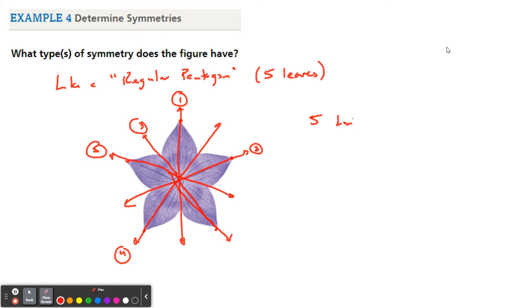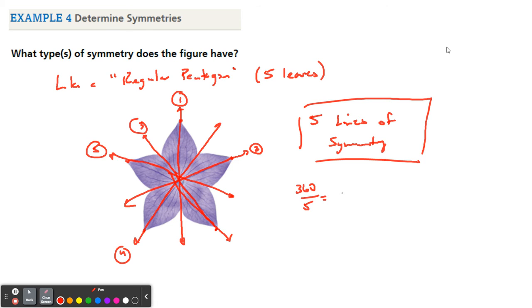And again, as we talked about with the regular hexagon, typically they have as many lines of symmetry as they do vertices. So 5 lines of symmetry. And now the rotational symmetry. Because this is a regular 5-sided figure, a regular 5-leaf figure, we're going to take 360 divided by 5, and that is 72 degrees. So our rotational symmetry is every 72 degrees. I'm starting at the petal with 1. Let me do it in blue.